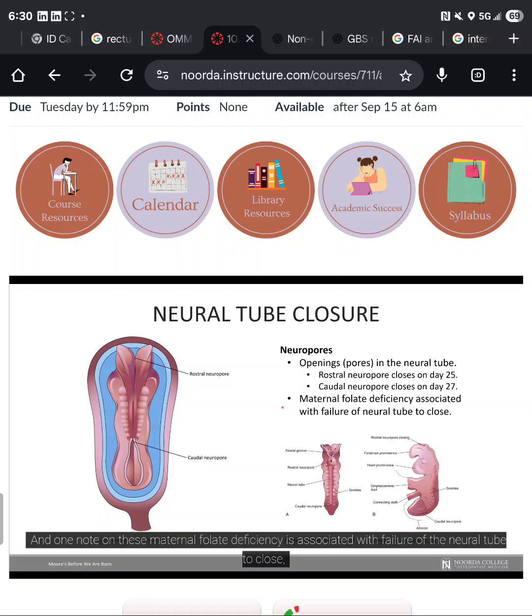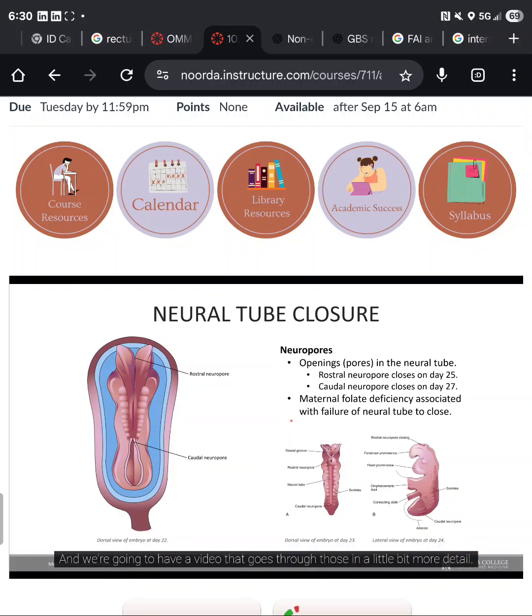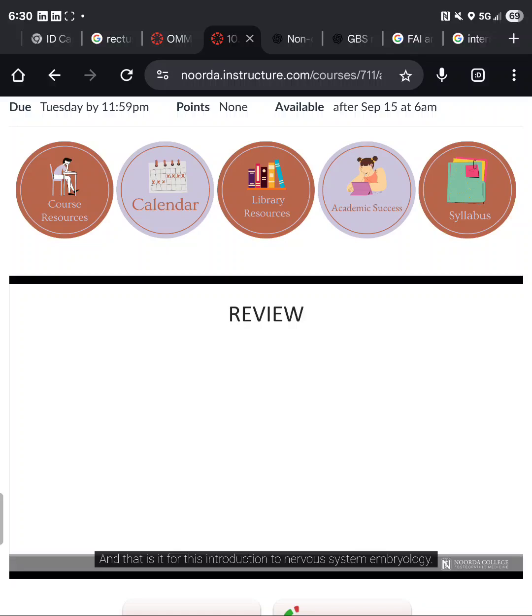And one note on these: maternal folate deficiency is associated with failure of the neural tube to close. And failure of either of these neuropores to close will result in what are called neural tube defects. And we're going to have a video that goes through those in a little bit more detail, but there is pretty high clinical significance with these neuropores. And that is it for this introduction to nervous system embryology.